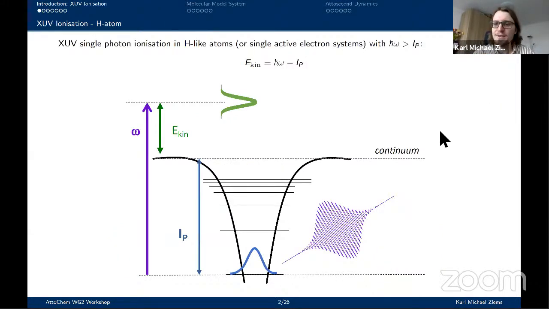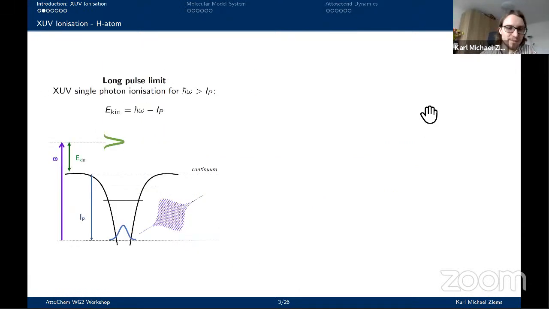And I just want to start with a very brief recall of what we probably all know. What happens if we ionize a hydrogen atom or any simple system in a single active electron picture? We have our XUV pulse and we have our ground state here. If the energy provided by the XUV pulse is larger than the ionization potential, we will create a photoelectron in the continuum with the energy given by this formula, called the photoelectric effect or reflection principle, however you like. And I refer to this now as a long pulse limit, when you really have a long XUV pulse with a very short and well-defined spectral width.